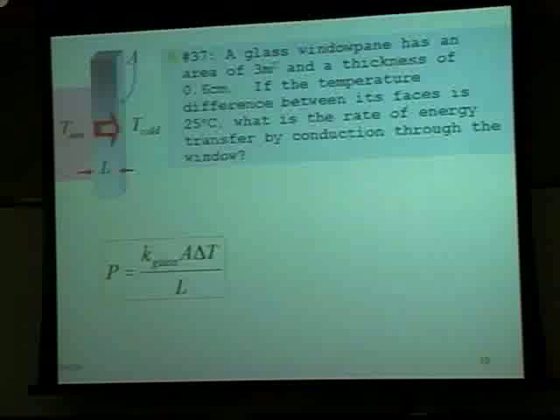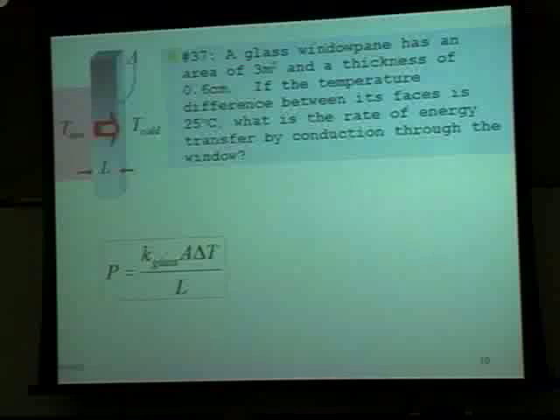Let's try this example. Here's problem 37 in your book. The glass window pane has an area of 3 square meters, a thickness of 0.6 centimeters. The temperature difference between its faces is 25 degrees centigrade. What is the rate of energy transferred by conduction through the window?